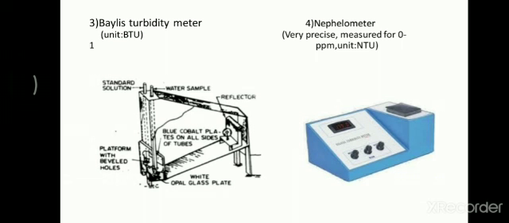So Baylis turbidity meter and Jackson turbidity meter are based on the light absorption principle, whereas nephelometer is based on the light scattering principle. So this is all about turbidity, and next I would call upon Roshni. Thank you.